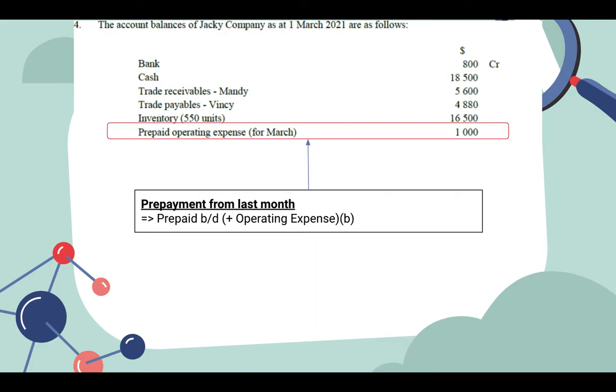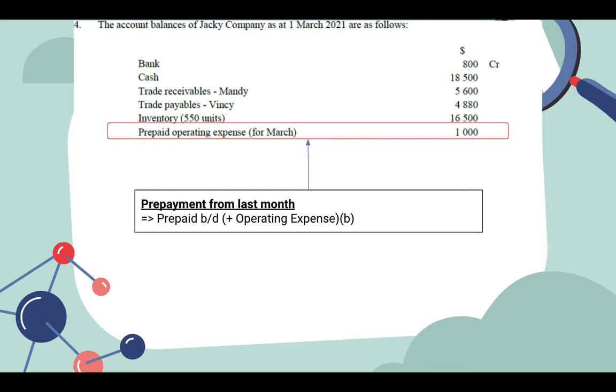Lastly, prepaid operating expense. Here, pay attention. It's not about this month having prepaid. The prepayment is from the last month. If this month had prepaid, that would mean there's something that doesn't belong to this month. We already paid it, which we should deduct from our expense. But here, it's talking about last month having this scenario.